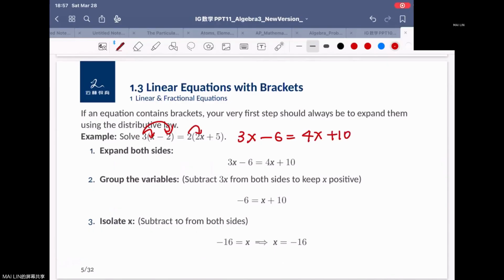Here we can start making x on one side and the plain numbers on the other side. So it's 4x minus 3x equals -6 minus 10, so x equals -16. That is how we calculate and get the answer for linear equations.